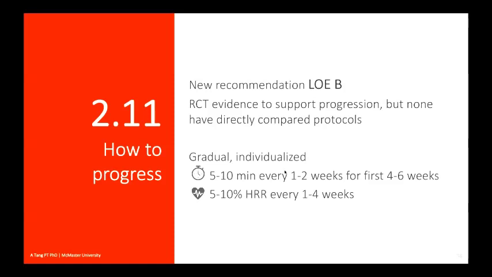suggesting that in terms of exercise time, you might progress 5 to 10 minutes every 1 or 2 weeks for the first 4 to 6 weeks, if fitness is quite compromised at the beginning and they're not able to do 20 to 30 minutes of continuous exercise. And then once you have continuous 20 to 30 minutes of exercise, that's when you might start to progress intensity next, maybe nudging heart rate reserve by 5 to 10% every 1 to 4 weeks, depending on how they're tolerating it.